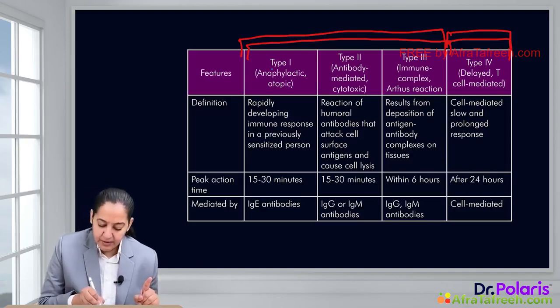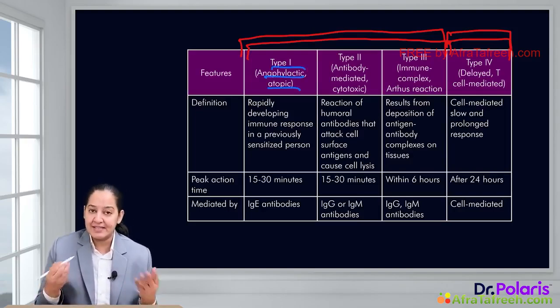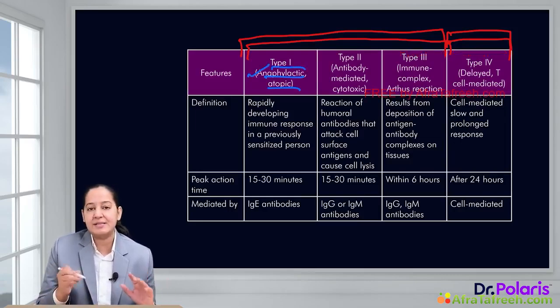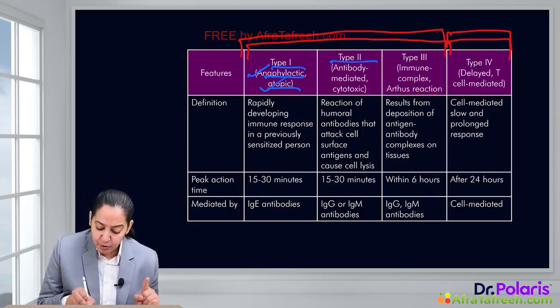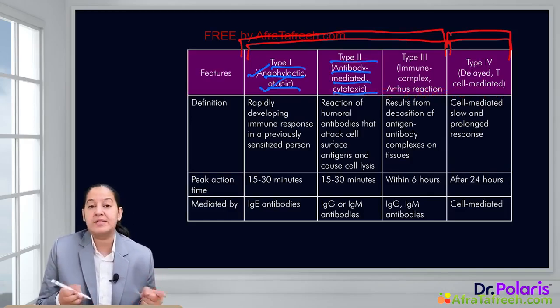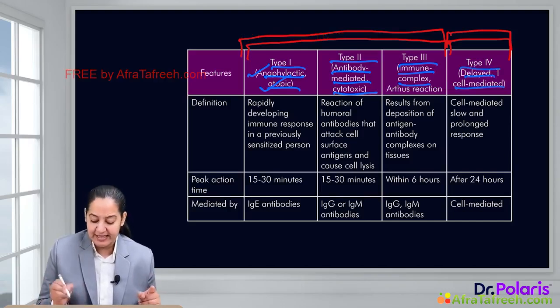Type 1 is known as anaphylactic or atopic. If it is systemic, it is known as anaphylactic. If it is generalized, it is known as anaphylactic. If it is localized, it is known as atopic. Type 2 is known as antibody mediated or cytotoxic. Type 3 is known as immune complex mediated, and type 4 is delayed or T cell mediated.